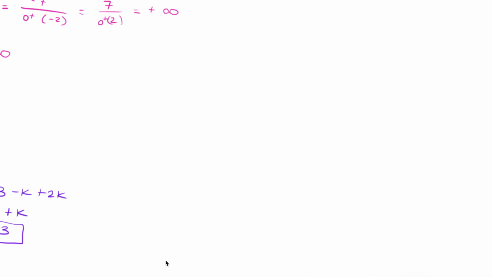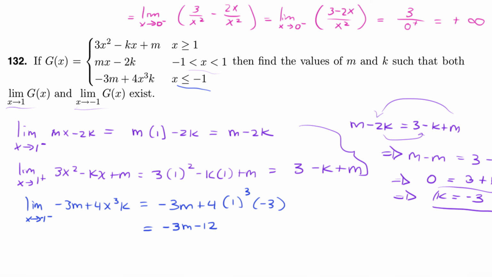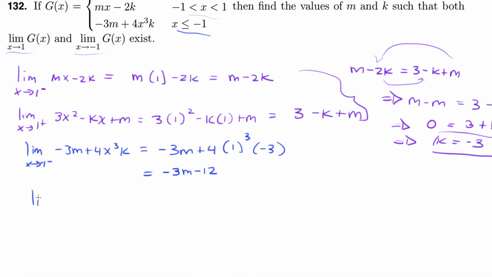Now we're going to do when x approaches, this is negative 1, by the way. When x approaches negative 1 from the right. Okay, I'm going to use the middle one again. So mx minus 2k. So it's going to be m times negative 1. Actually, this is negative 1, so this is plus 12. Okay. Minus 2 times k. K is negative 3. So it's going to be negative m plus 6.